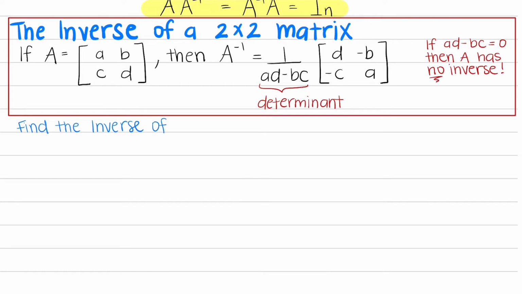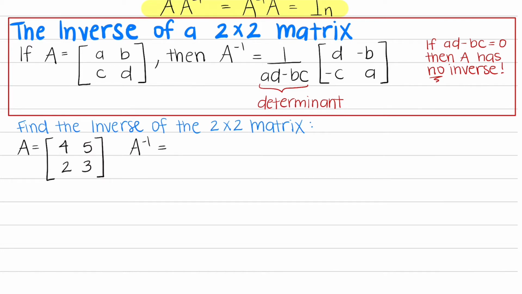Let's try an example. We're given the matrix A equals 4, 5, 2, 3. Let's find the inverse. So let's just plug everything into our formula above. We have 1 over the determinant, which is AD minus BC, which in this case is 4 times 3 minus 5 times 2, times the matrix D, negative B, negative C, A, which if you notice, the diagonal from left to right of the matrix is just flipped, that A and D, and the B and C stay where they are, and they're just negative. So instead of that 4, 3, you just flip those, you write 3, 4, and you write negative 5 and negative 2.